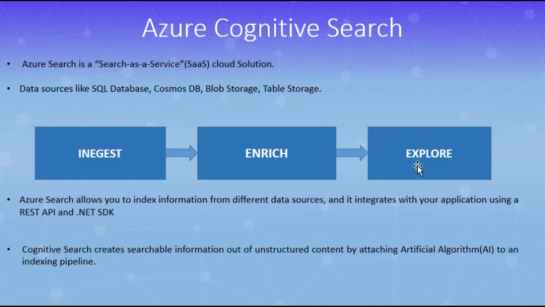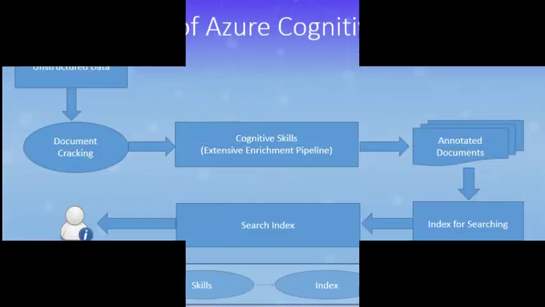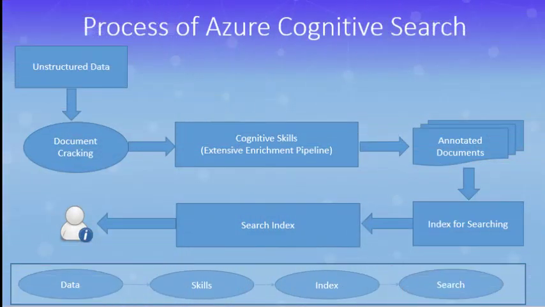Now let's look into the deeper process of how Azure Search works. Let's go through the process of Azure Cognitive Search. Firstly, we need to collect all our data. It can be in any form like images, PDF files, doc files, and many more. After that, we need to let the Azure Cognitive Search know where the documents are stored, meaning the data source.